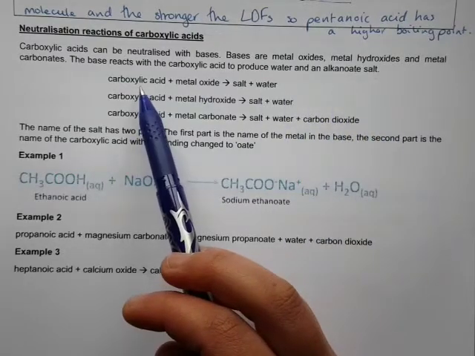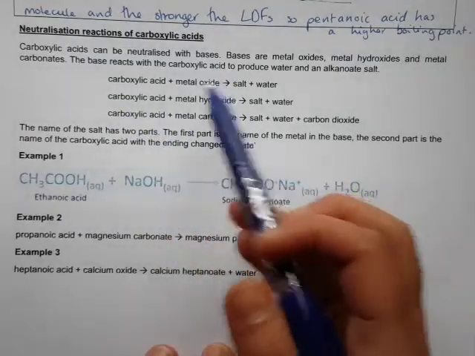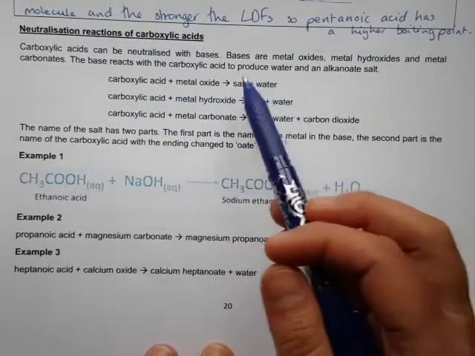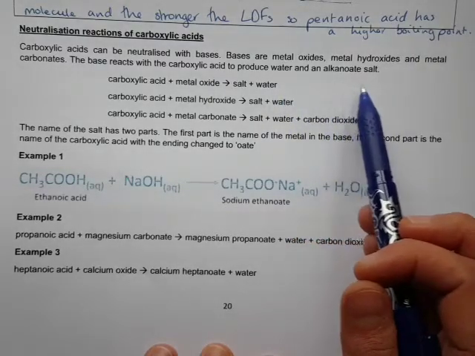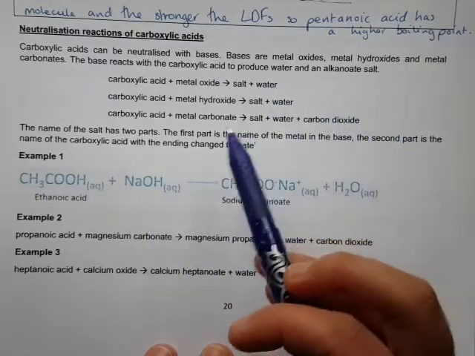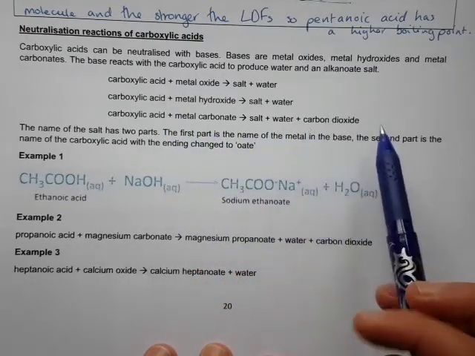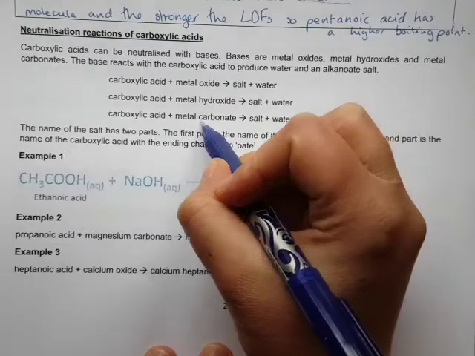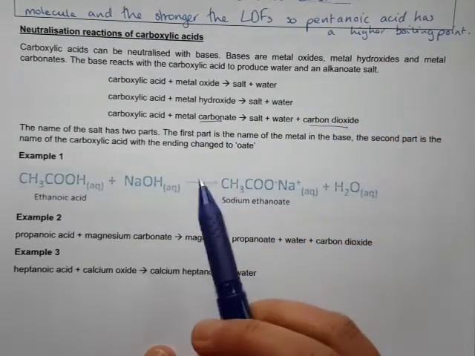You've got different products depending on the type of base, basically. All of the different reactions will always produce water and this salt, alkanoate, which we'll look at in a little bit more detail in a minute. But when we've got a metal carbonate, it produces salt, water and carbon dioxide. So hopefully that's easy enough to remember. Carbonate also gives you carbon dioxide.